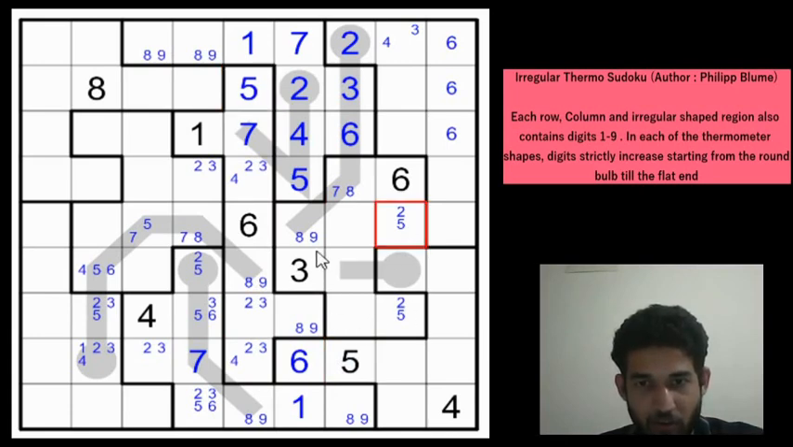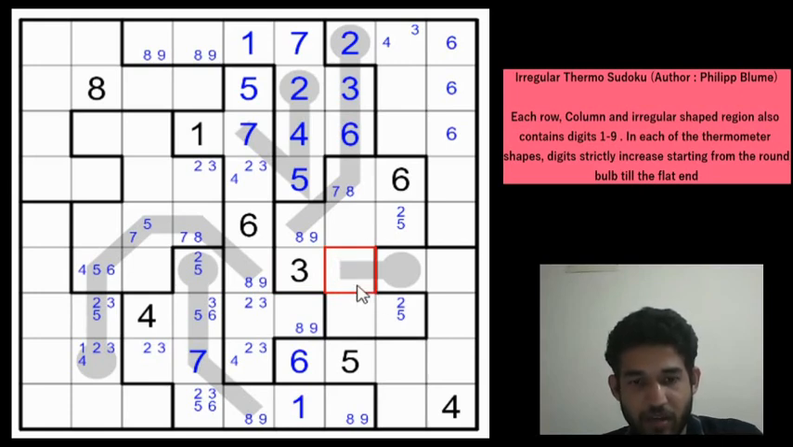And now if you look at this region, 2, 3, 5, 6 have been placed. Remaining digits are 1, 4, 7, 8 and 9. Can you have 1 here? Not possible, right? Because it's the end of a thermo. So this can only be 4, 7, 8 or 9. Let us mark the possibilities. This can only be 4, 7, 8 and 9.